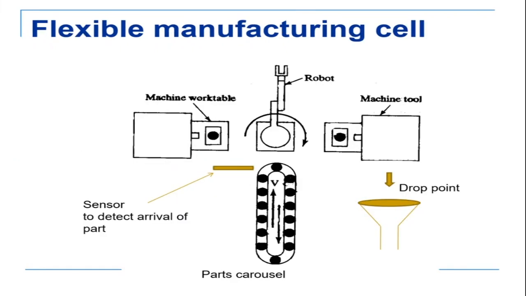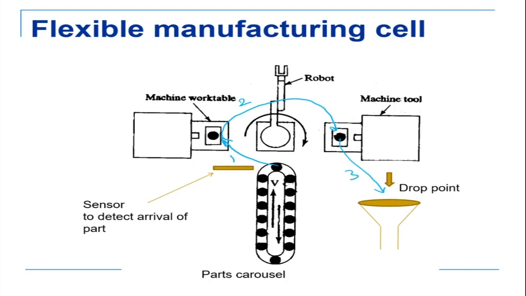This is another example of a flexible manufacturing cell in which the robot is picking up an object from the parts carousel, okay, then maybe putting it on work table 1, then after machining is done, it is taking it and putting it in machine 2, then it is taking from here and putting it here. Okay, so that's 1, that's 2, that's 3, and that's 4. Okay, sorry, 1, 2, 3, this is 3, okay.